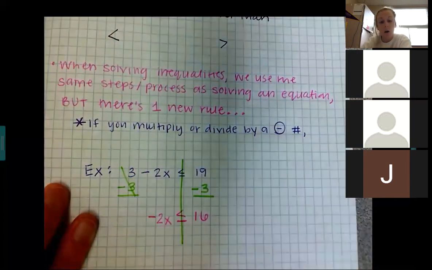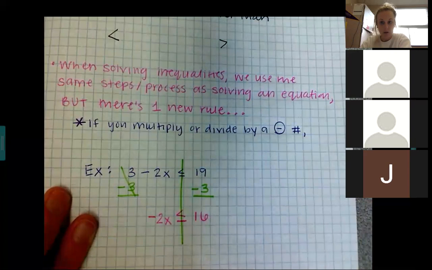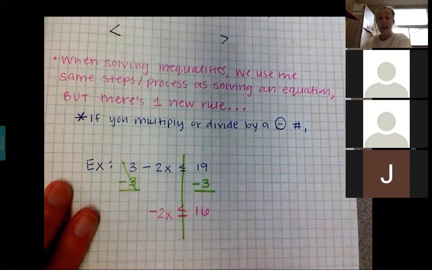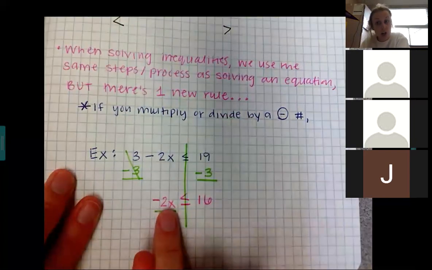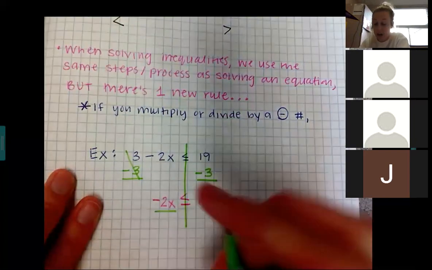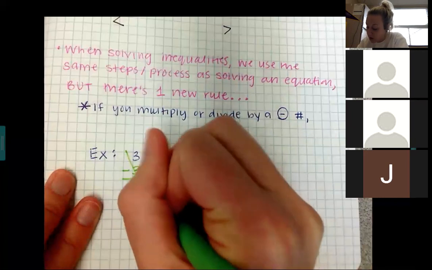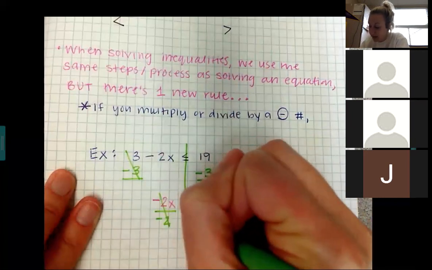So now, how do we get x by itself? We divide. Divide by what? The negative 2. -2. Good job, Kiara. Look at y'all getting extra credit. So the -2 is touching the x. Remember, that means they're multiplying. So we got to divide by -2 on both sides, right, Kiara?